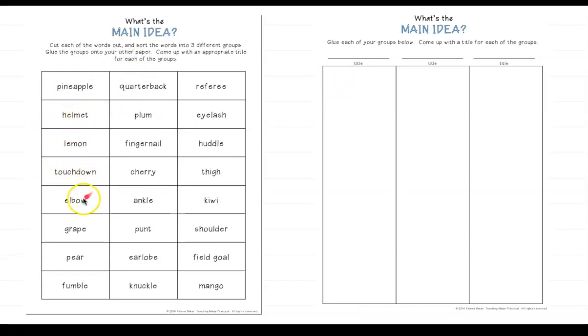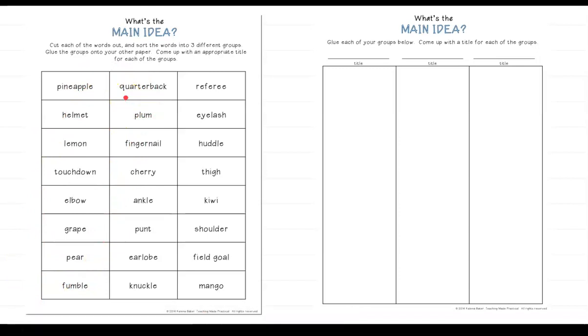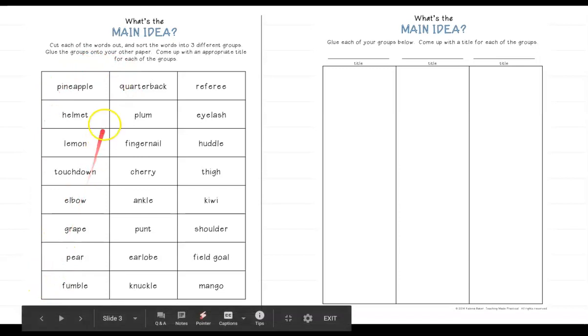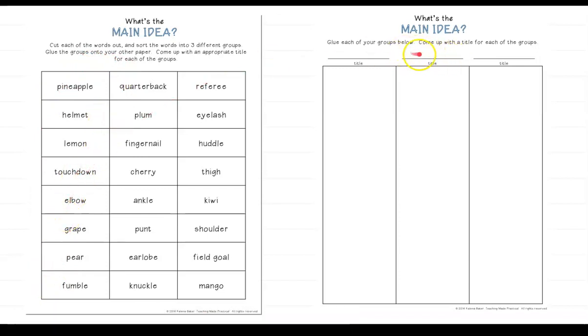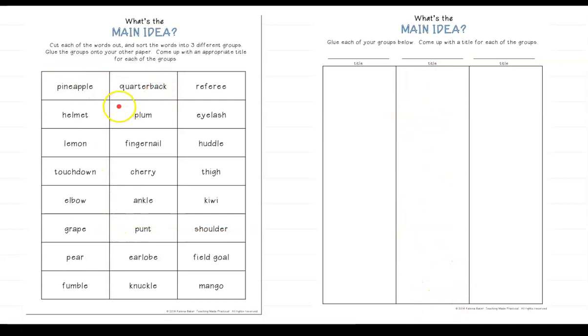touchdown. Elbow doesn't have anything in common with a touchdown. Fumble, ooh. Quarterback. These words have something in common. A lot of them happen in American football, but also they all have to do with sports. So maybe for my second title here, I'm going to write sports, and I'm going to write down any words in here that have to do with sports. I'll cross them off over here and write them in this column.